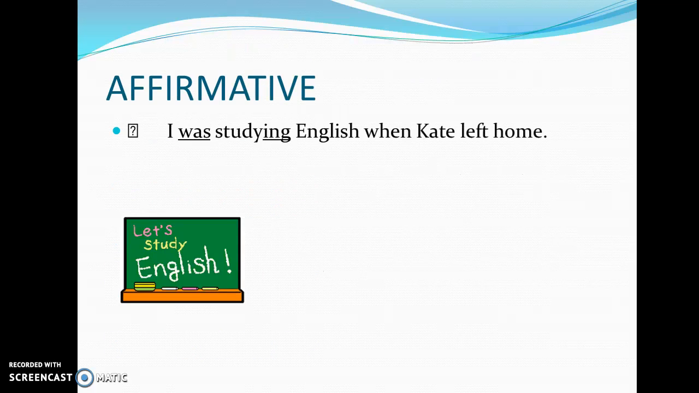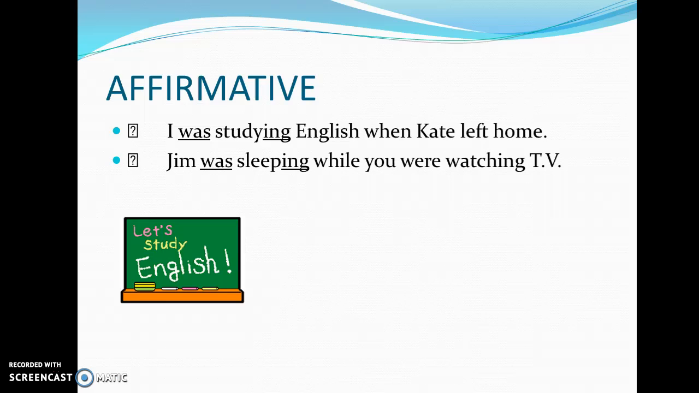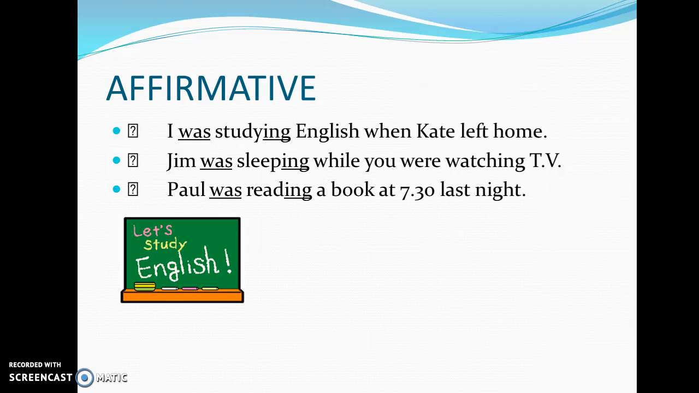Let's see. In the affirmative, I was studying English when Kate left home. In this case, we have an action that was happening in the past when another action interrupted the first one. Jim was sleeping while you were watching TV. There are two simultaneous actions. Two people were doing two actions at the same time. And finally, Paul was reading a book at 7:30 p.m. last night. This was an ongoing action in the past.